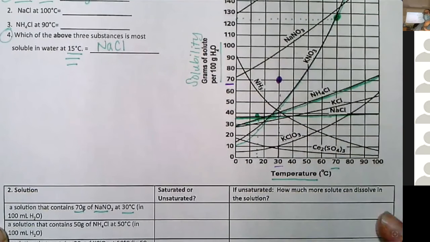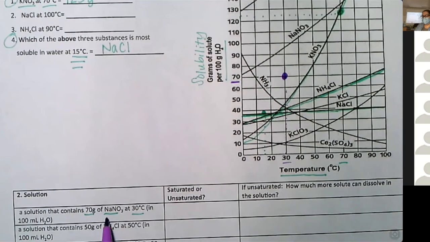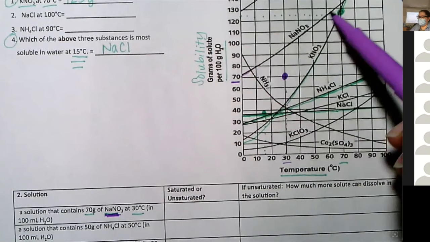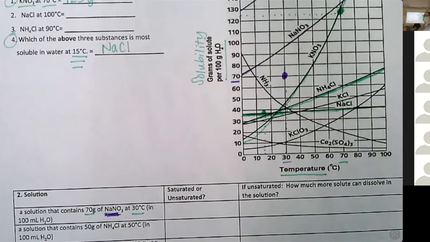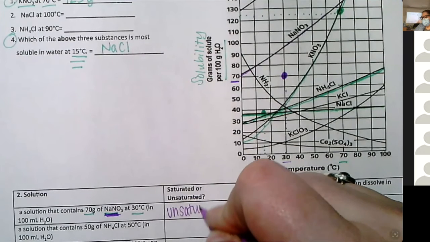And remember yesterday, saturated is going to be if the point is on the line. Supersaturated is going to be if the point is above the line, and unsaturated is going to be if the point is under the line. So now that we found our point, let's compare it to where our line is for NaNO3. NaNO3 is right here. So where is this point located? On, above, or under the line? Under, yeah. So as far as saturated or unsaturated, if it's under the line, it's going to be unsaturated. Okay.